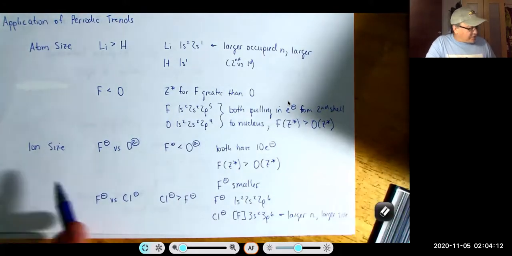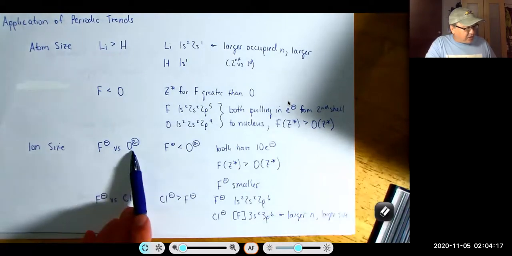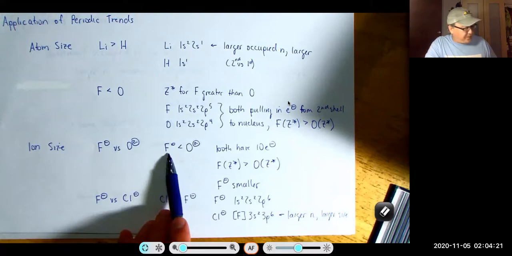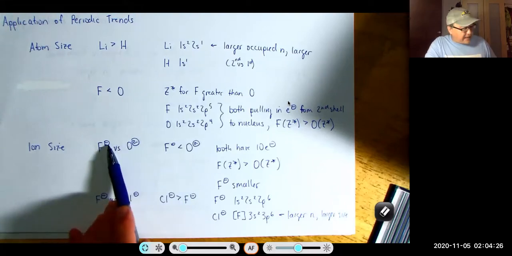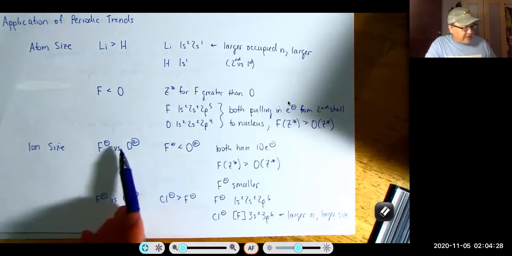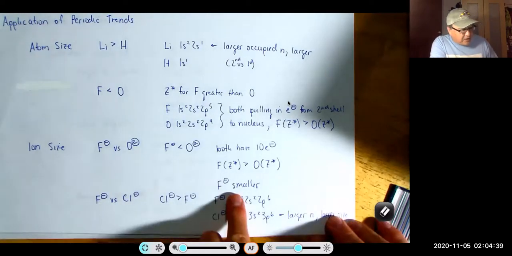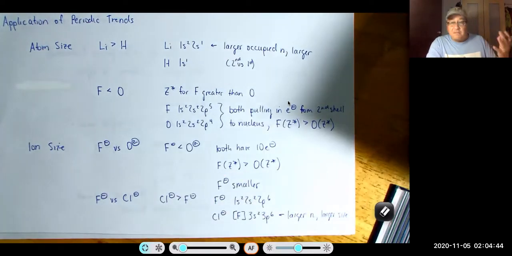And so the same thing goes for ion size. If we look at F minus versus O2 minus, which one's smaller? It turns out that the fluoride ion is smaller. These both have 10 electrons. Fluorine has 9 protons, oxygen has 8. Who's going to pull in 10 electrons better? Fluorine with 9 protons or oxygen with 8? Well, fluorine with 9. So that's why fluorine is smaller. It has a larger effective nuclear charge, pulling the electrons in better, making it smaller.